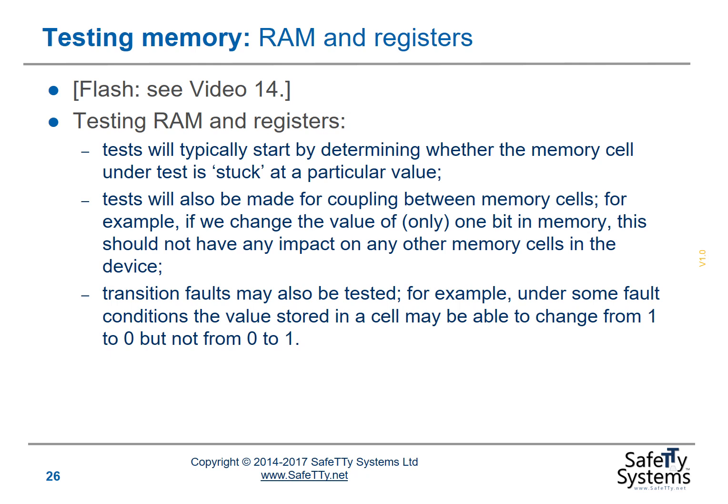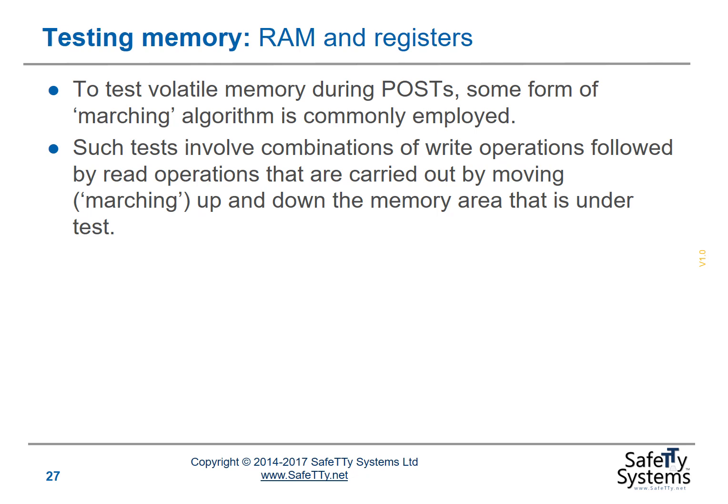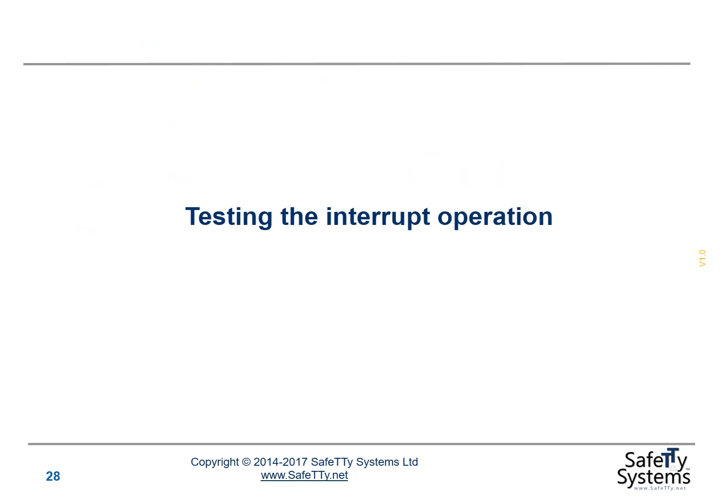Transition faults may also be tested. For example, under some fault conditions, the value stored in a cell may be able to change from 1 to 0, but not from 0 to 1. We need to test for this. To test volatile memory during power-on self-tests, some form of marching algorithm is commonly employed. Such tests involve combinations of write operations followed by read operations that are carried out by moving or marching up and down the memory area that is under test.